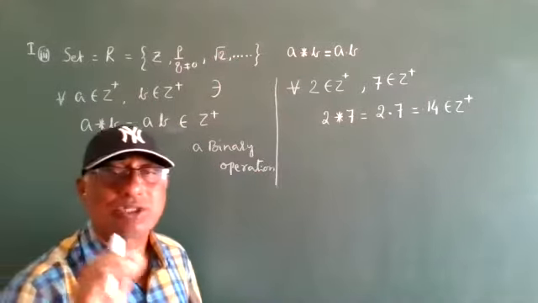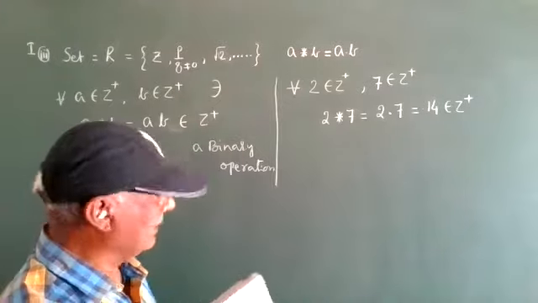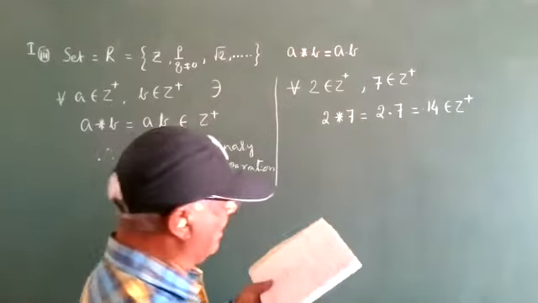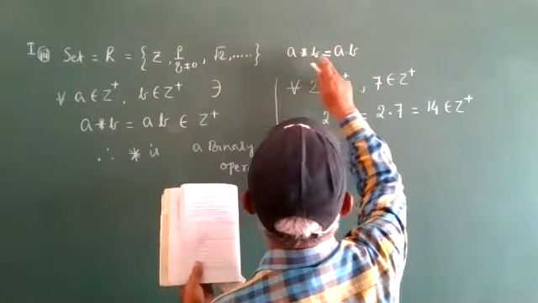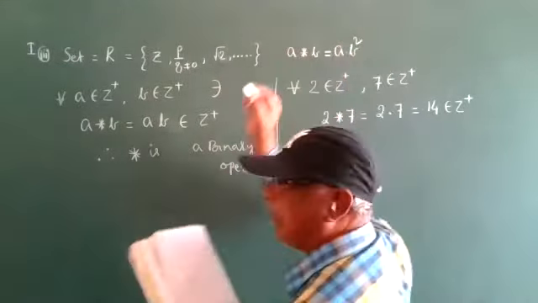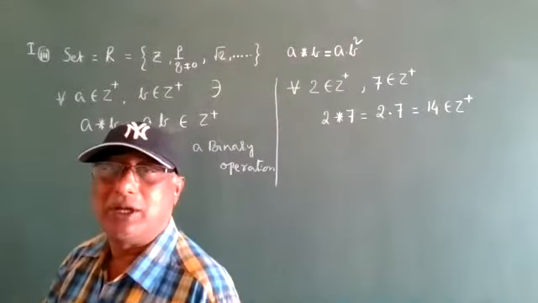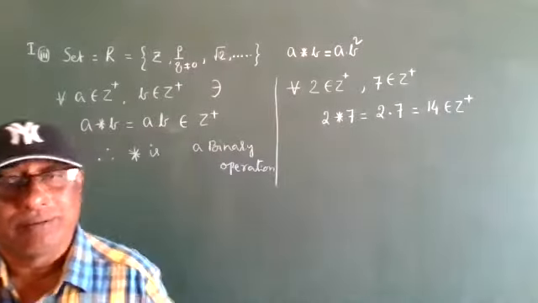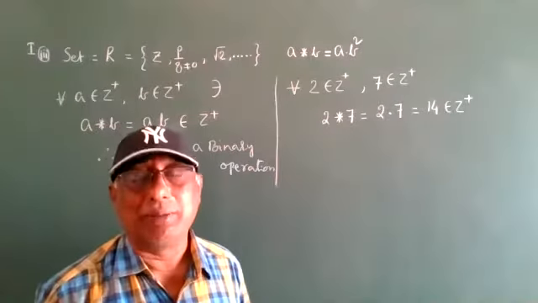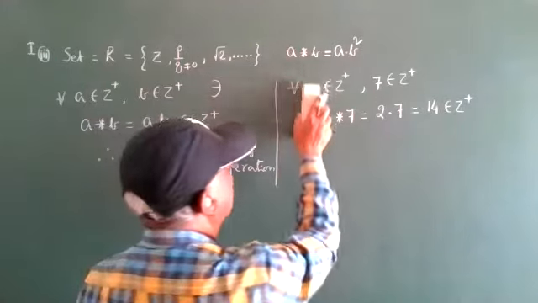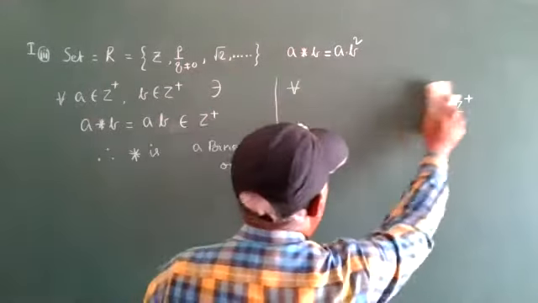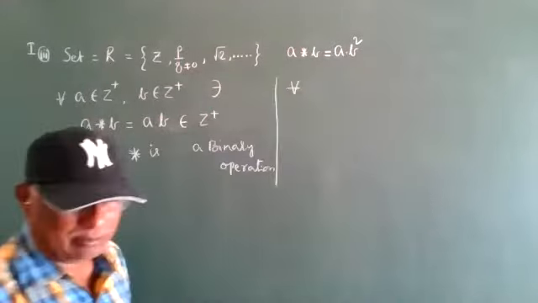Here the operation star is defined in the third bit by A star B is equal to the first element into the second element squared. Okay? Take any one example. First you write down any one example.